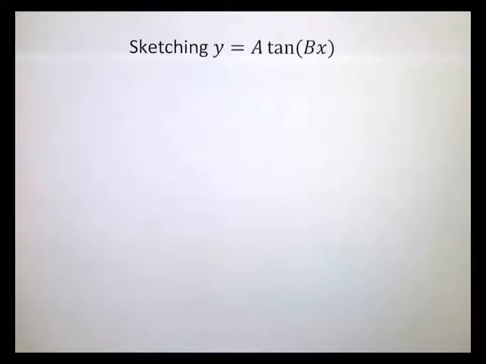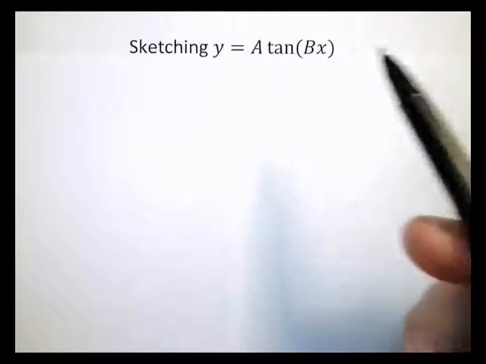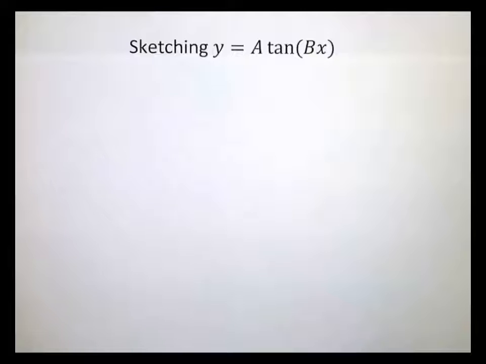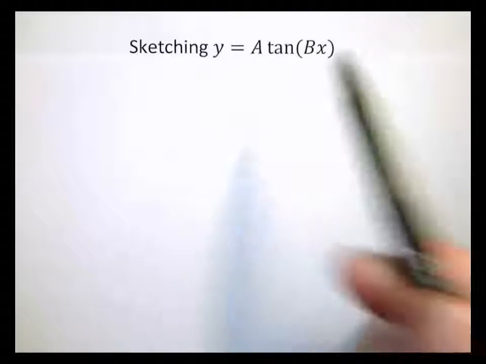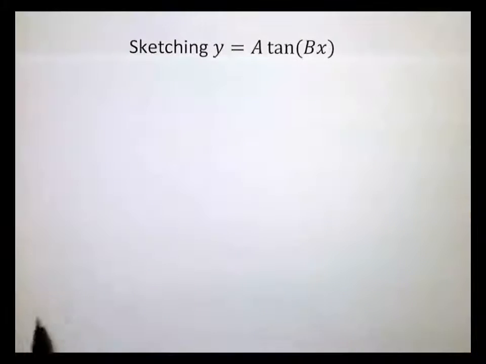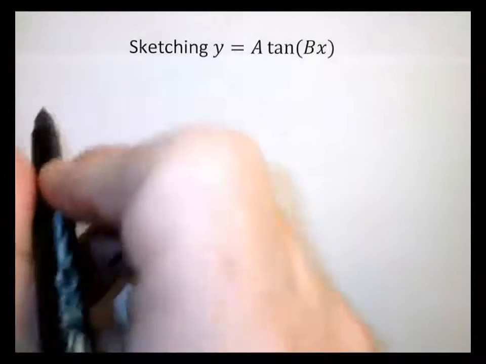Okay, now I want to consider sketching y equals a tangent of bx, and I'm going to limit myself to just one period of the function, because if we know what's going on for one period of the function, we know what's going on in general. Another thing is I'm going to think about specific instances or examples of what this a does and what this b does. So we're going to start with our tangent function.